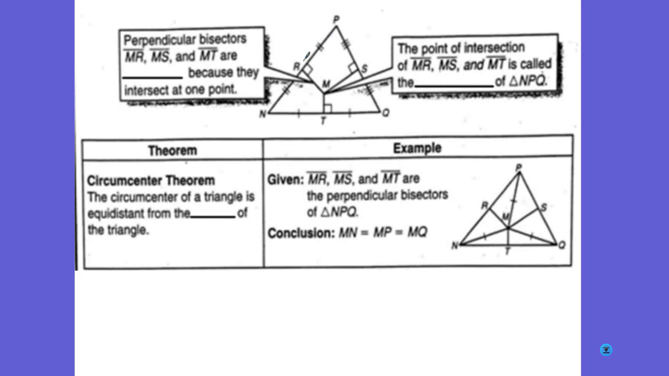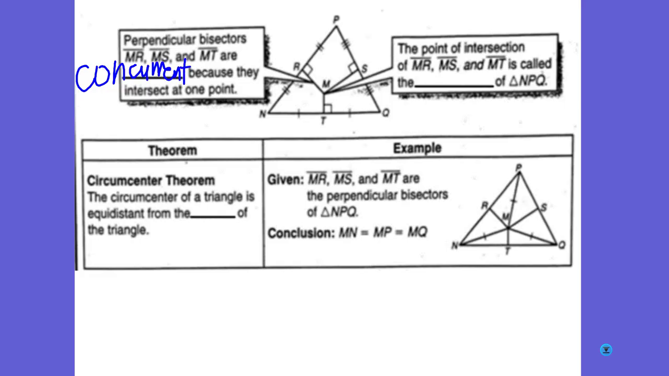Okay, so a triangle has three sides, so each side is going to have a perpendicular bisector. So RM is a perpendicular bisector of side PN because it goes through the midpoint R and makes a right angle with the side. So these RM, SM, and TM are all perpendicular bisectors. And if you notice, they all intersect at a common point. They all intersect at point M. So these three perpendicular bisectors are said to be concurrent.